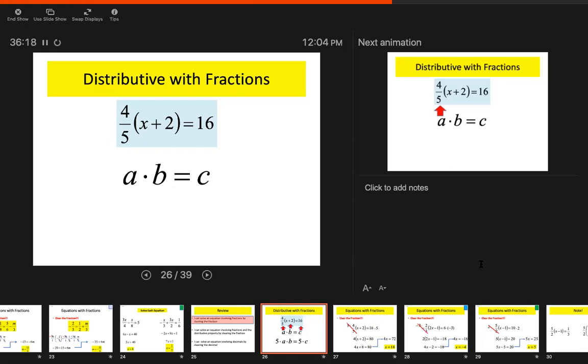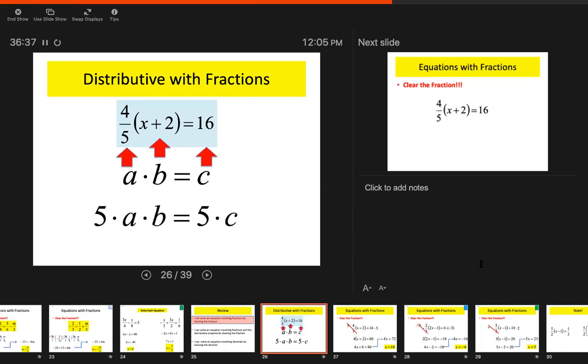So it's really just one thing, whatever the sum of X and 2 is. Okay? So when you see this distributive property and you clear the fraction, we don't multiply everything by the common denominator. We just multiply the left side by the common denominator and the right side by the common denominator. Because it's just one thing. Okay? So let's do this one.